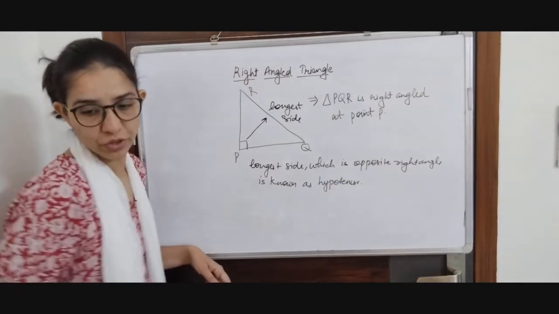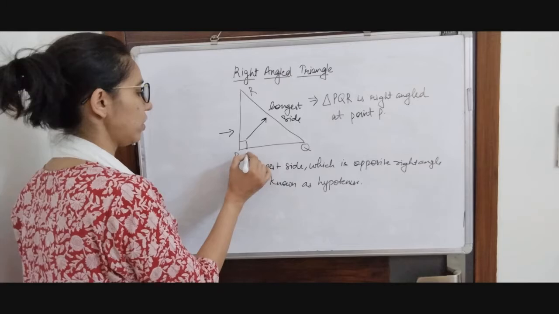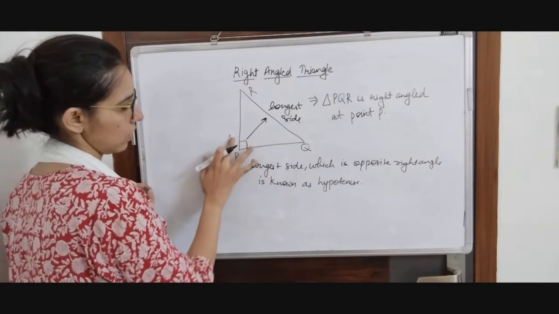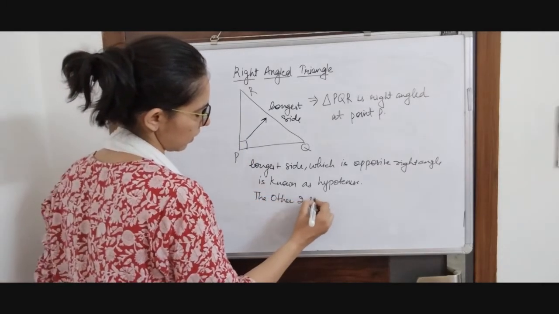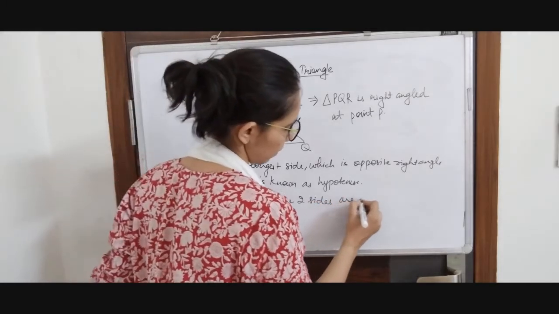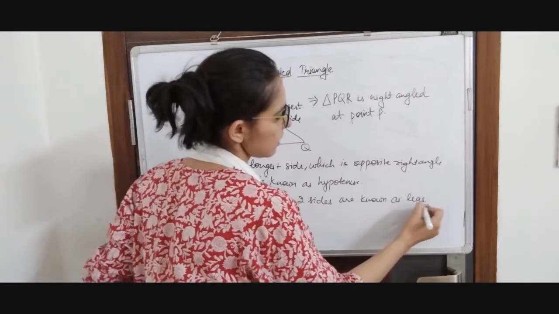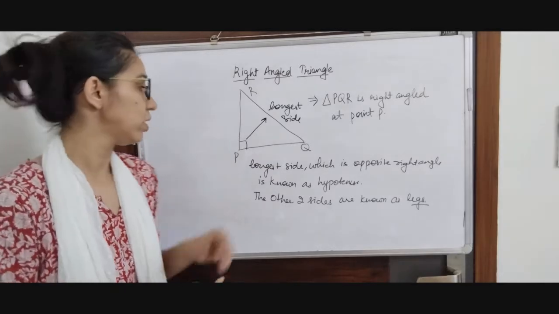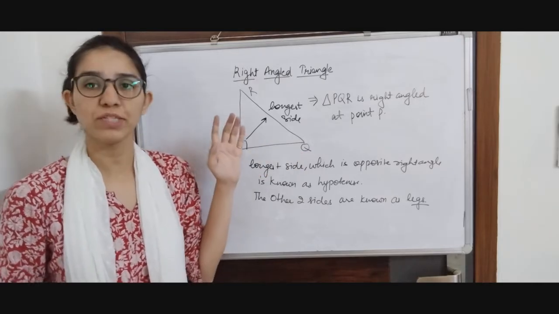This is known as your hypotenuse, and the other two sides are known as your legs. Sometimes we categorize these legs as base and perpendicular. The one which is touching the surface is known as the base, and this one will be known as perpendicular.